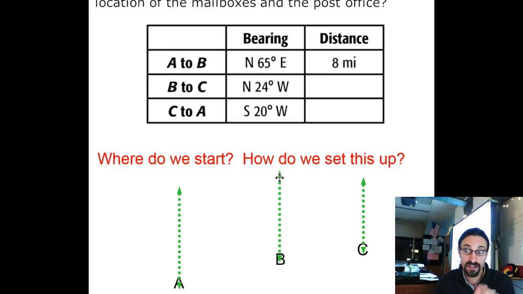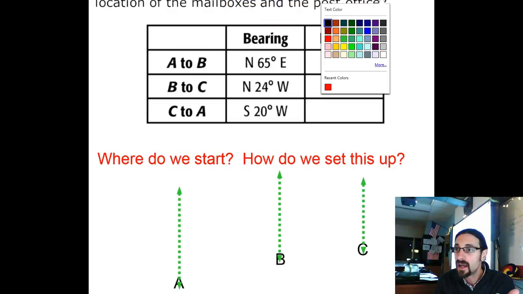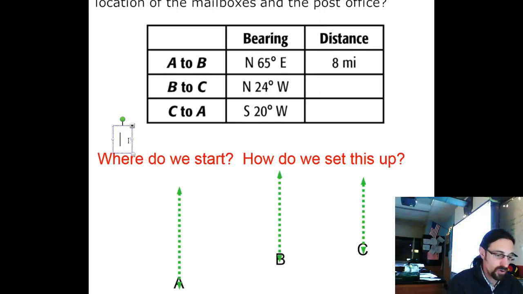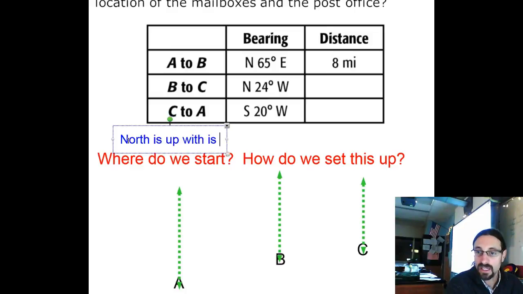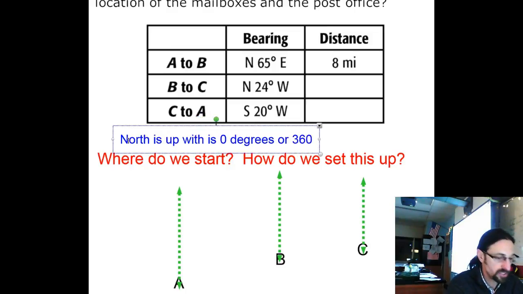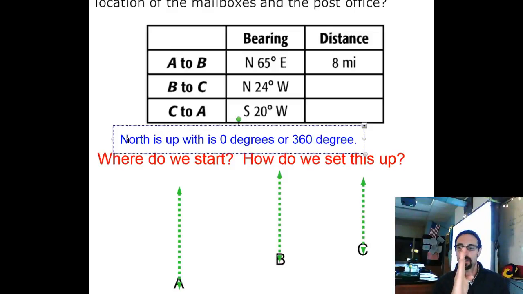So again, I'm not writing this down. You should be writing this down in your notes. North is up. I will put this right here in text. Let me ask Nicole over here. Nicole, what color do you want? You want blue? Okay. So north is up, which is 0 degrees or 360 degrees. Right? There's 360 degrees in a circle. Straight up is 0 degrees or 360 degrees.